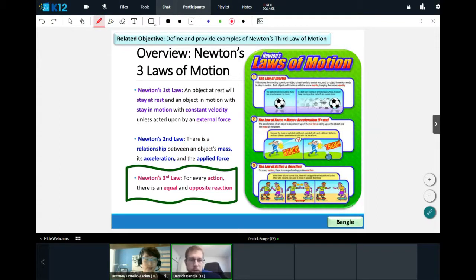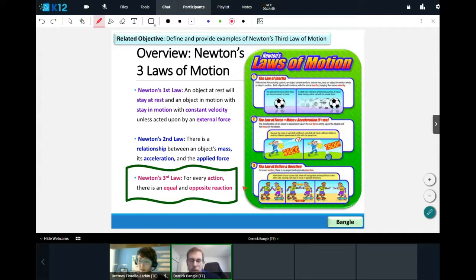The third law of motion basically says that for every action, there is an equal and opposite reaction. So if we take a look at the helpful little diagram off to the right, we can see that there are two kids both on skateboards. If they have their hands touching and they're pushing against each other, they will go off in opposite directions as shown by the arrows at the bottom. So that's what we mean by this statement: for every action, there's an equal and opposite reaction.